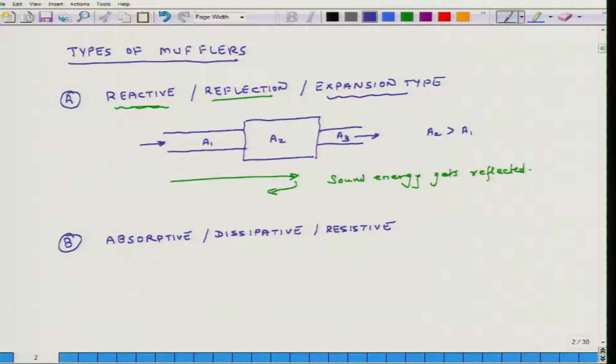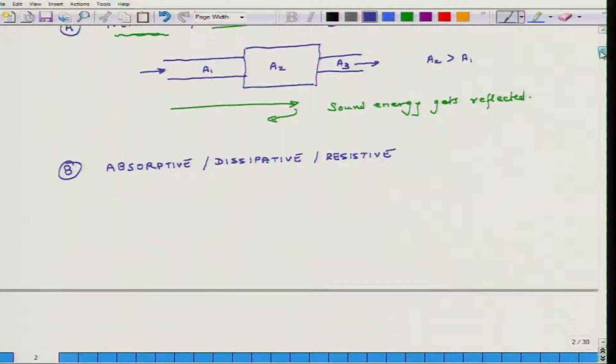Okay. So, what happens in these type of mufflers? Well, you can have a very simple shape, but the inside lining or the inside surface of this pipe. So, this is the simplest topology for dissipative or absorptive or resistive type of muffler.